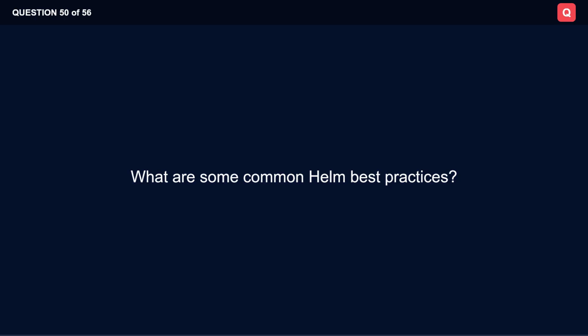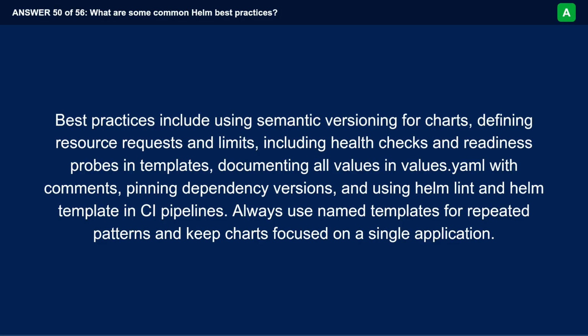What are some common Helm best practices? Best practices include using semantic versioning for charts, defining resource requests and limits, including health checks and readiness probes in templates, documenting all values in values.yaml with comments, pinning dependency versions, and using helm lint and helm template in CI pipelines. Always use named templates for repeated patterns, and keep charts focused on a single application.